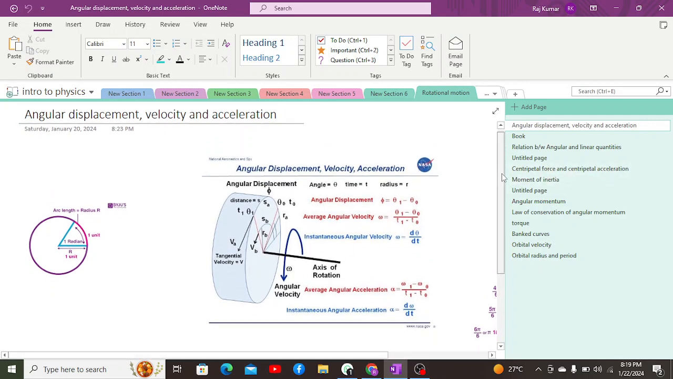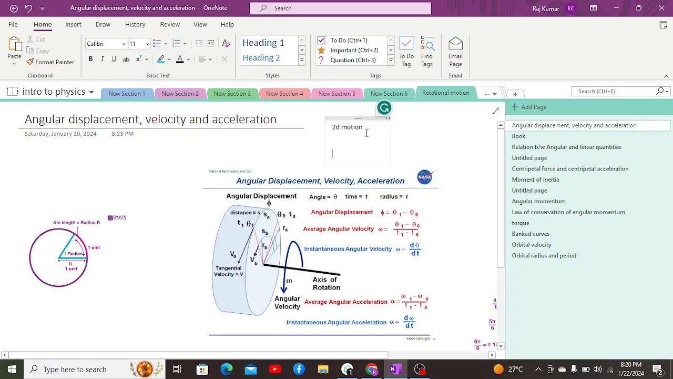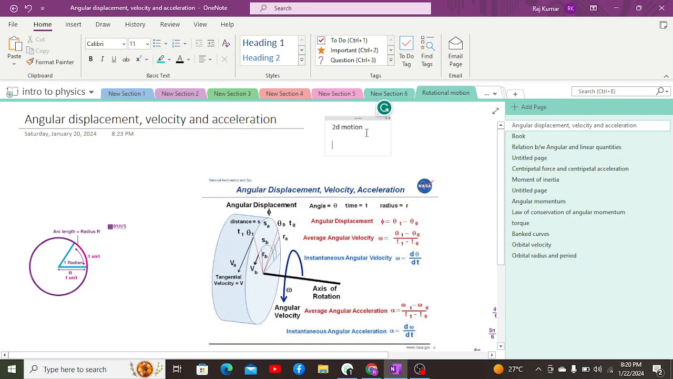Now here angular motion or circular motion or uniform circular motion are good examples of what type of motion. These are examples of 2D motion. So rotational motion and circular motion are examples of 2D motion. And here we are going to discuss the quantities. As we have linear quantities for linear motion, we do have angular quantities for angular motion, which are going to be discussed in this class.